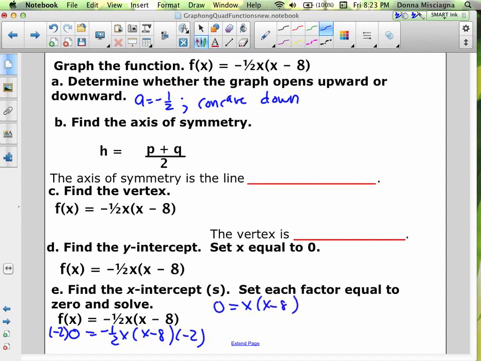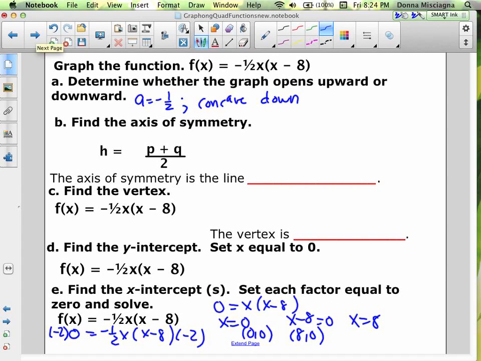It always works out that way: when you multiply by whatever a is, or divide by a, to both sides, you're always just left with your factors. So if you set each factor equal to 0, you'll have your x-intercepts when it's in intercept form. If x is equal to 0, that's one of our x-intercepts. And if x minus 8 is equal to 0, then x is equal to 8. We'd add 8 to both sides. So (8, 0) is our other x-intercept.